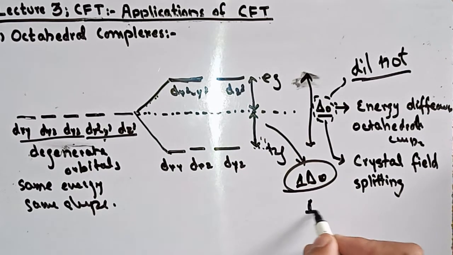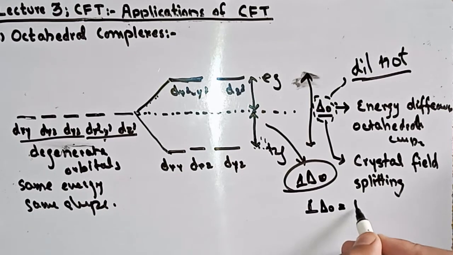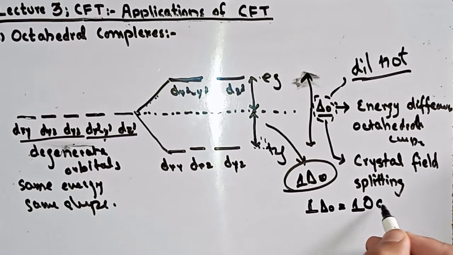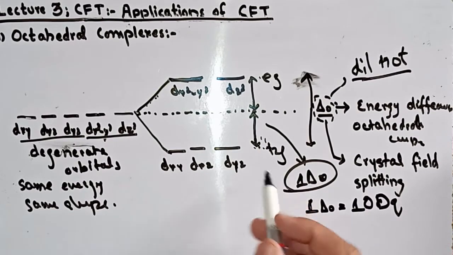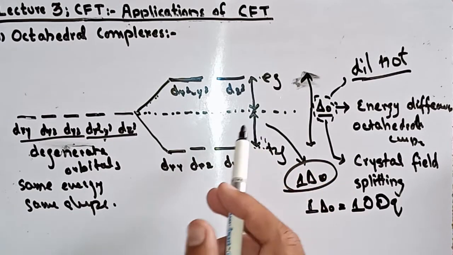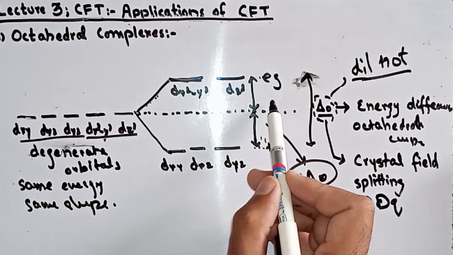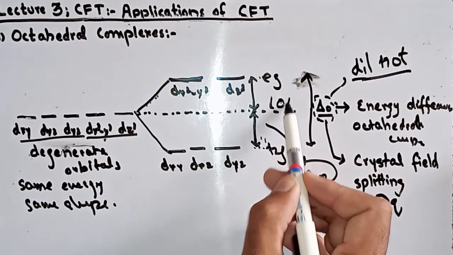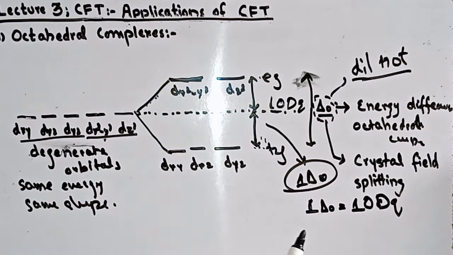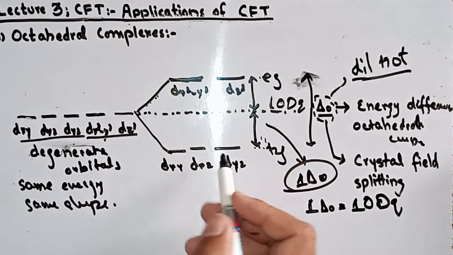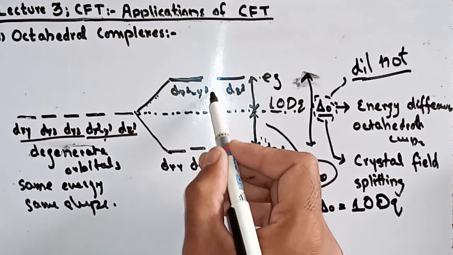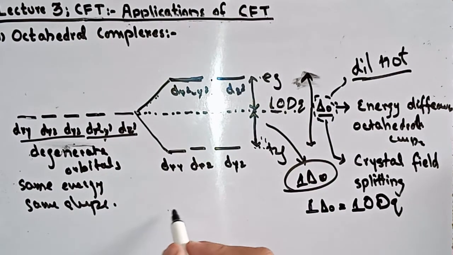1 del naught is also equal to 10 Dq. We can also write that from T2g to Eg, del naught is equal to 10 Dq. In octahedral complexes, the crystal field splitting is equal to 10 Dq, which is also equal to 1 del naught, or simply del naught.